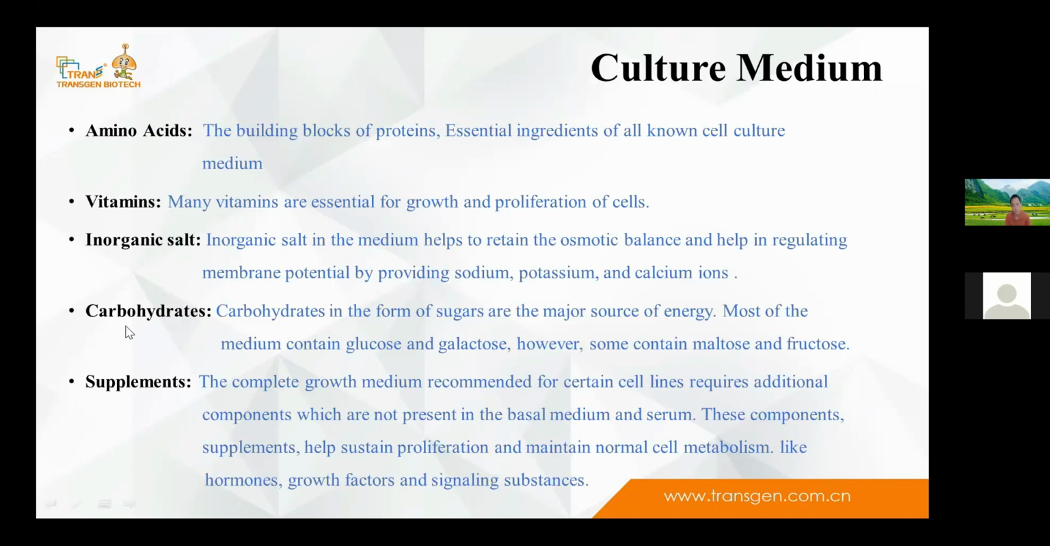Cell culture medium usually contains a lot of ingredients. The first one is amino acids. Amino acids provide building blocks for proteins, and they are essential ingredients of all known cell culture media. Usually DMEM and 1640 have different amino acid formulas, so you have to choose based on your different kinds of cell lines. The other one is vitamins. Many vitamins are essential for growth and proliferation of the cells.